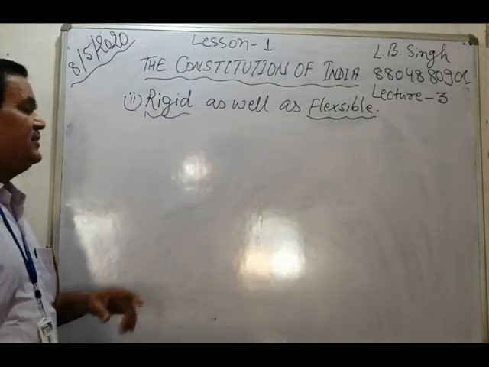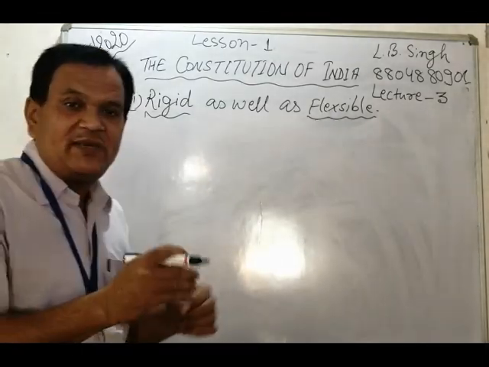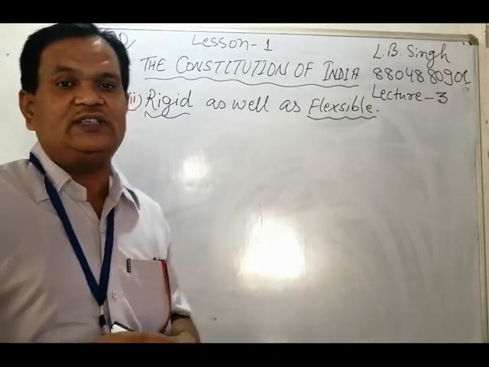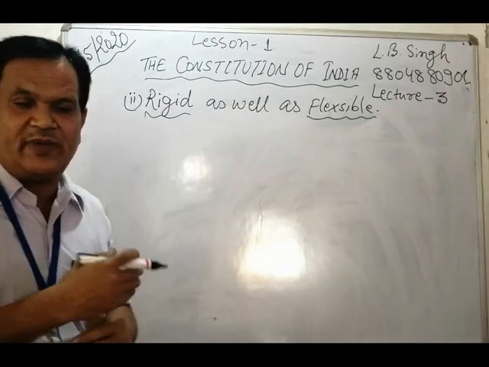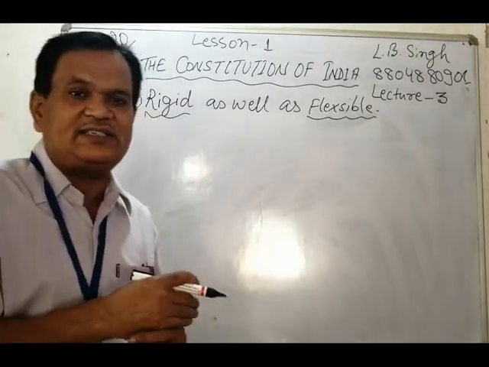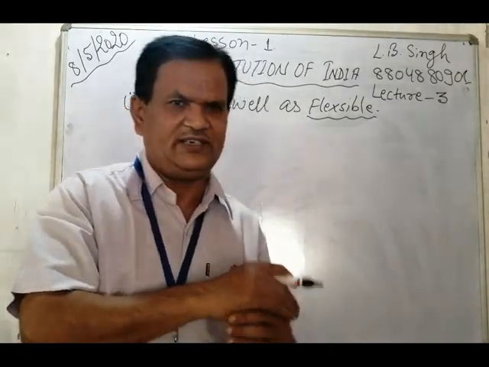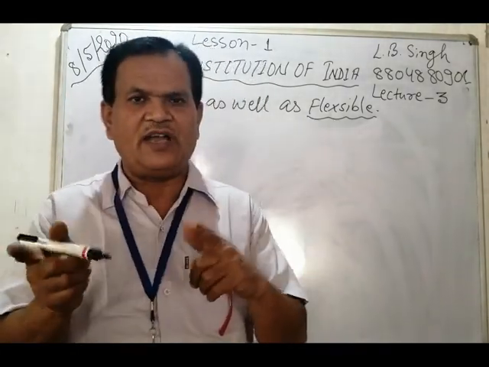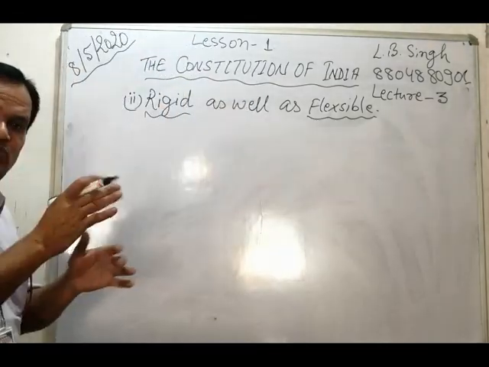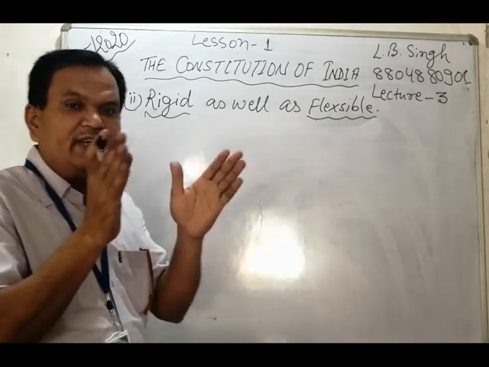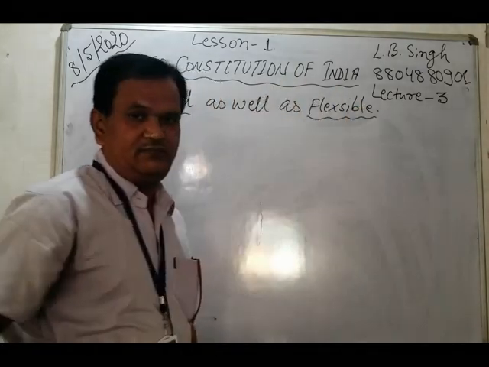Now you know this thing. If we have to implement any laws, rules and regulations, or an amendment takes place with a simple majority in both the houses, both houses meaning Lok Sabha and Rajya Sabha, with a simple majority any amendment taking place is called flexible.